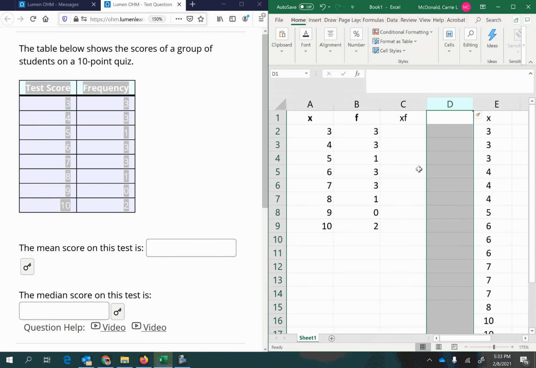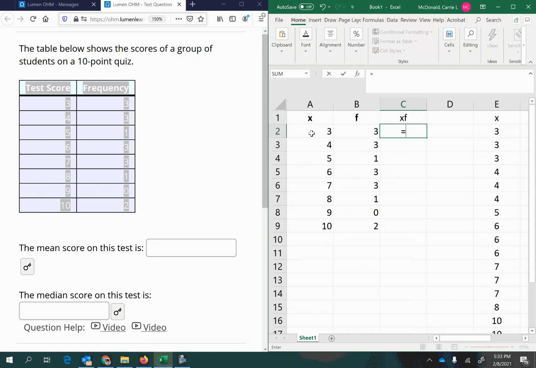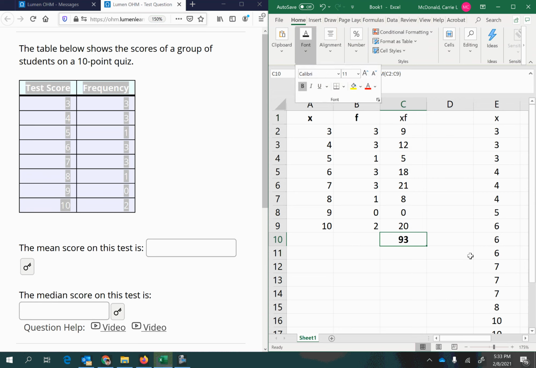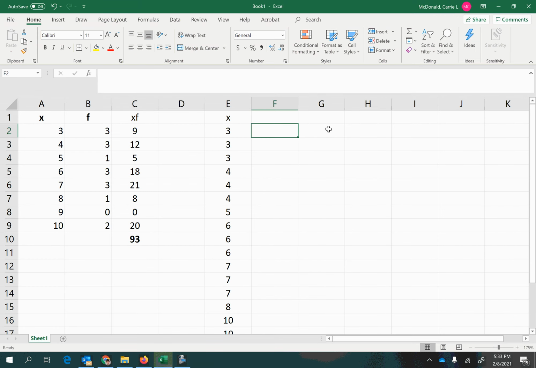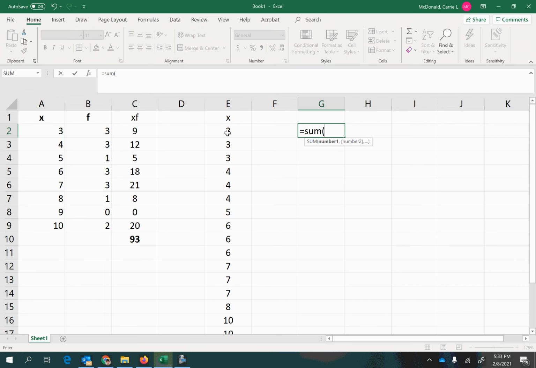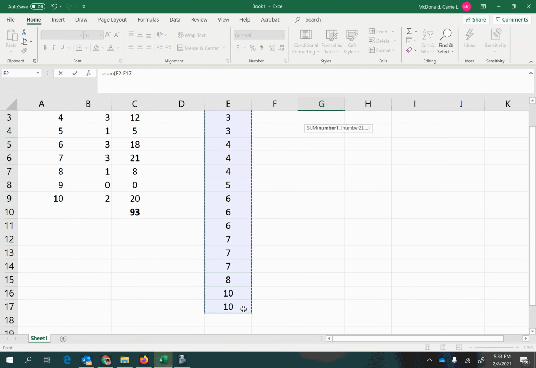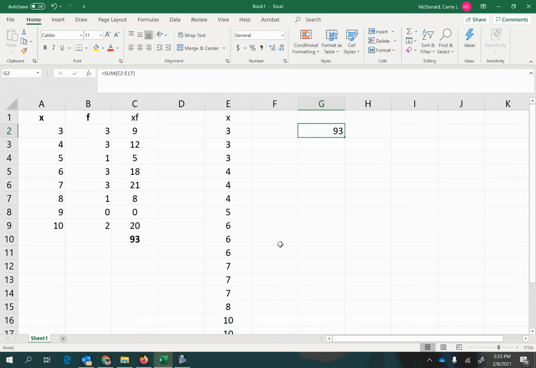I'll give a little room here. And we're just going to multiply each x value, each test score, times how many of those tests there were. In Excel, it's really easy to copy that down, and then we'll take the sum, add all the products together, and now this total right here is the same total you would get if you added up all of the scores that we listed out here. Let me show you. So the sum of all these scores should come out to be 93, and it did.